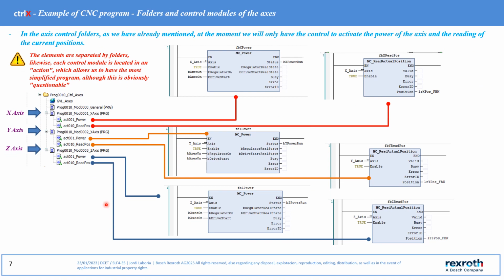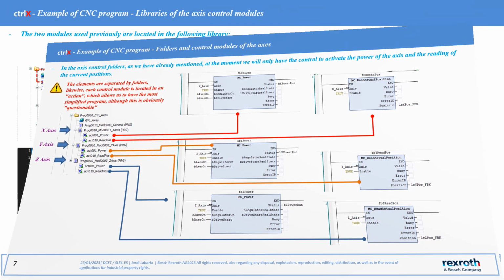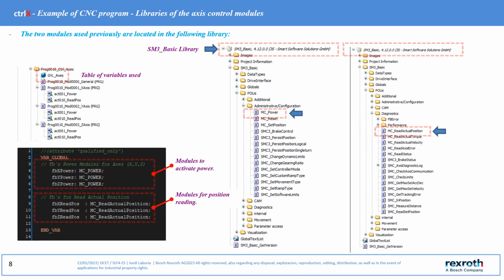In the axis control folders, as we have already mentioned, at the moment we only use the option to activate power and the reading of the current position. These 2 modules are located in the SM3 basic library.